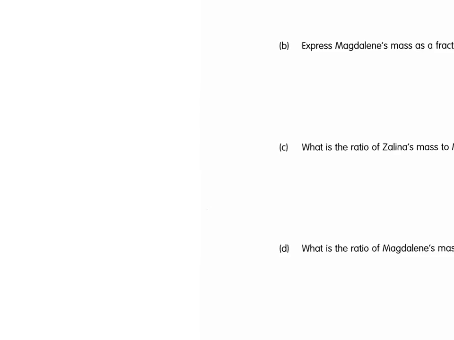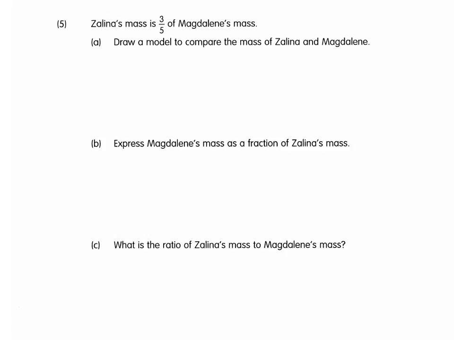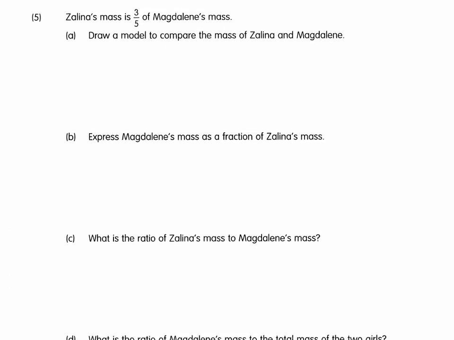Okay. Zelina's mass is 3/5 of Magdalene's mass. Okay. Caroline, how many units is Zelina's mass? 3. Then Emma P, how many units is Magdalene's mass? 5 units. So it's very straightforward. 3 and 5.